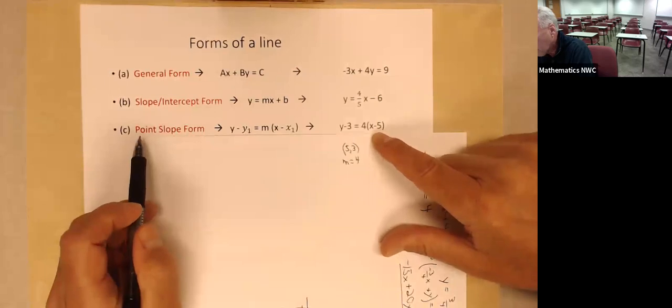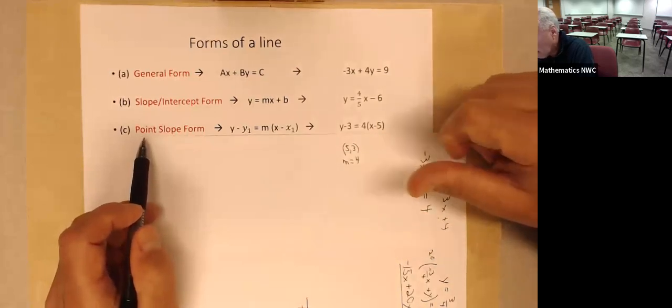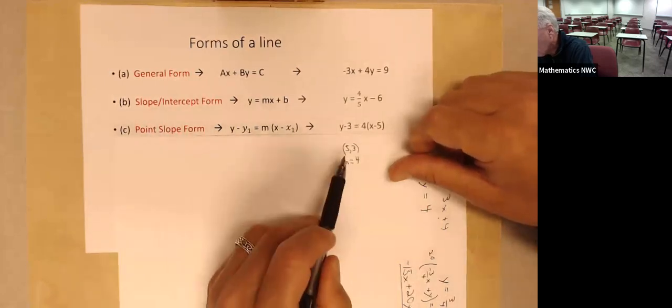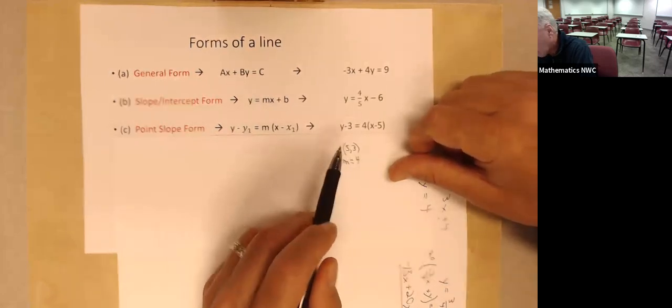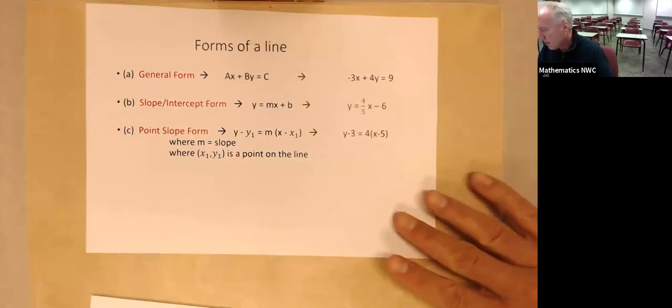This is a form that we can get an equation of a line easily if I know a slope and a point that the line goes through. Let's take some examples now that would do just that.